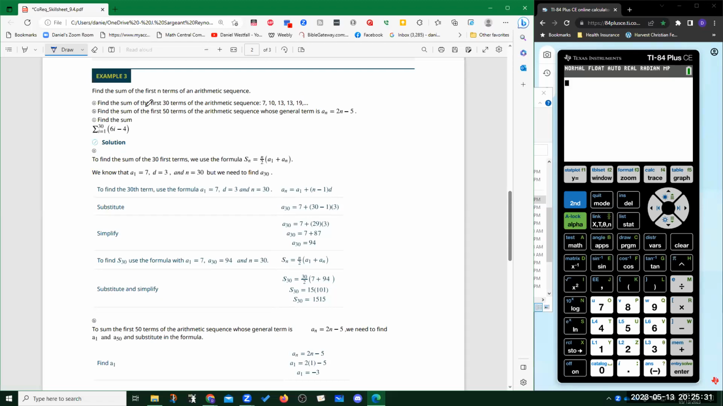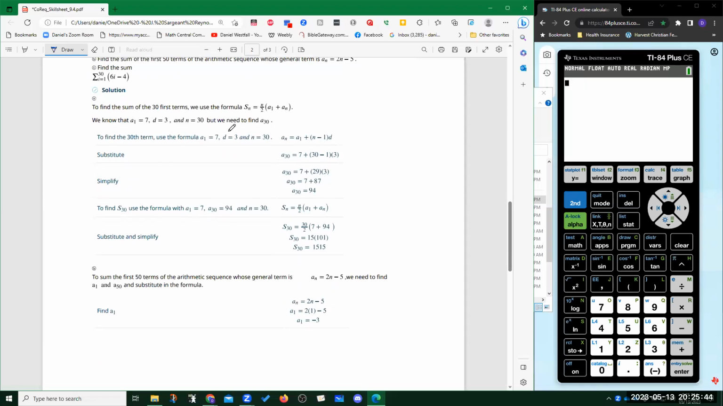So let's look at this example. Sum of the first 30 terms of the arithmetic sequence, it starts at 7 and has a common difference of 3. So if we want to go 30 terms out here, we know our A1, we know our D, we know our N, but we need to find our A30. So we're going to plug that into our formula that they have right here, that AN is equal to A1 plus (N minus 1)D.